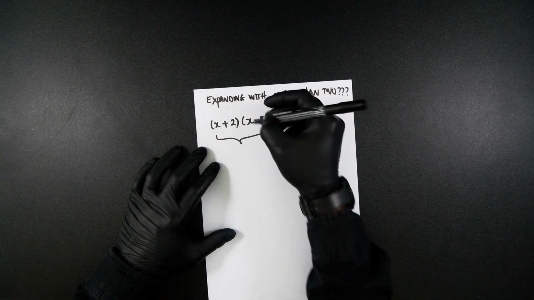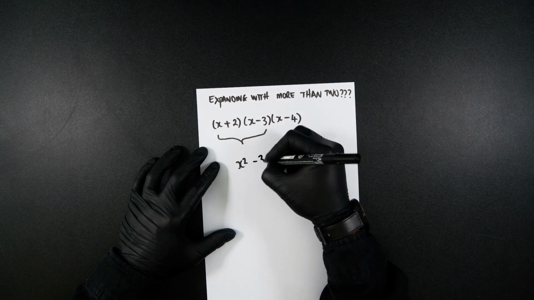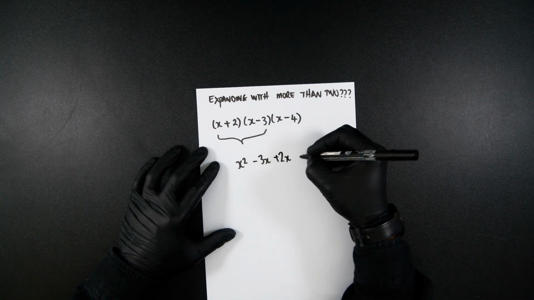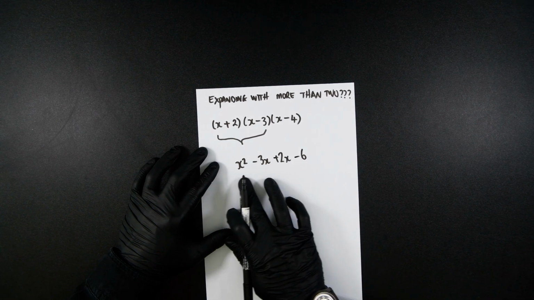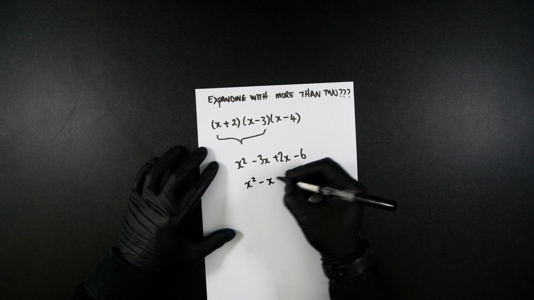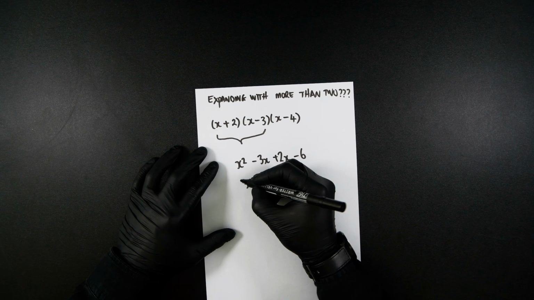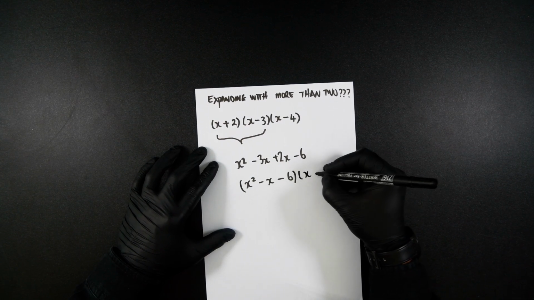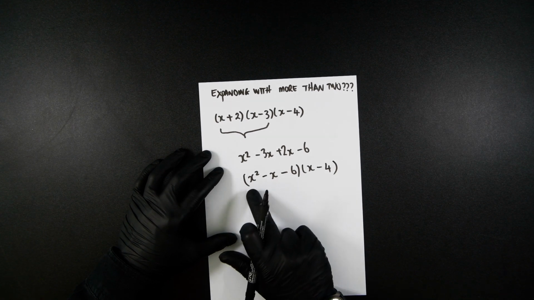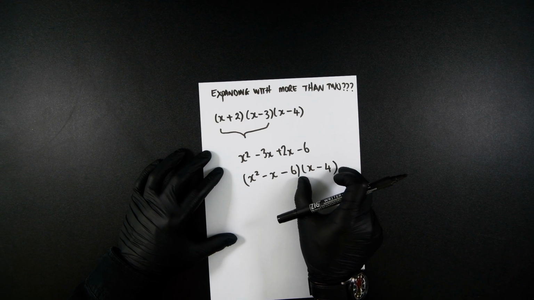So we're going to have x times x, which is x squared, minus 3x, plus 2x, minus 6. Let's clean this up a little bit. So we're going to have x squared minus x minus 6. However, this is all still being multiplied by x minus 4. You now take each of these parts and you multiply it by the entirety of this term.